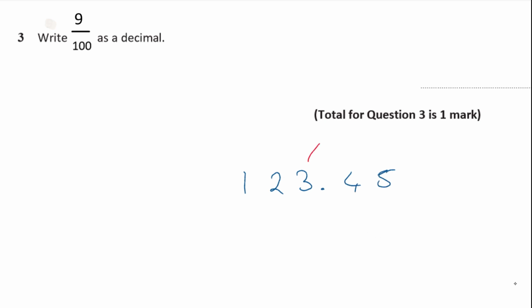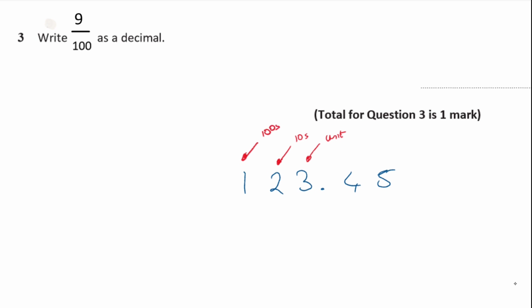Question 3, write 9/100ths as a decimal. So if I've got a number like 123.45, then this 3 digit here is going to be the units digit, isn't it? And then next to it is the tens. That's worth tens, so it's 23, isn't it? So 2 tens and a 3. And then this one here is worth hundreds.